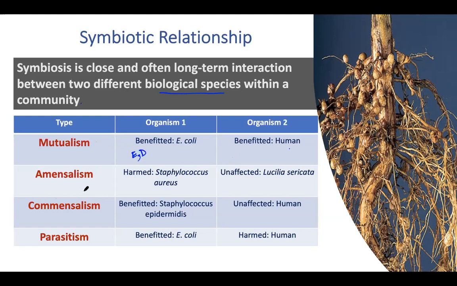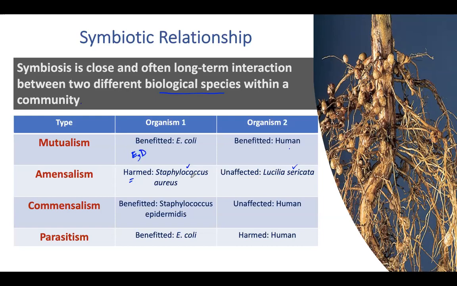Amensalism is where one organism is affected and harmed, and the other organism is unaffected. Okay, so over here we gave the example of Staphylococcus aureus and Lucilia sericata. Lucilia sericata is one type of bug. Staphylococcus aureus is a gram-positive bacteria, and they live on your skin. And Lucilia sericata, sometimes they live on your skin too.